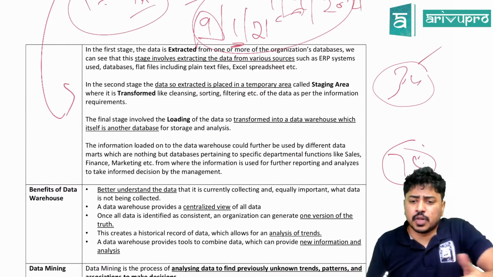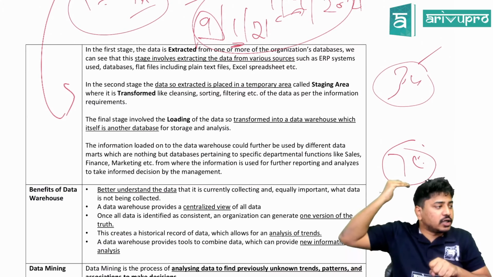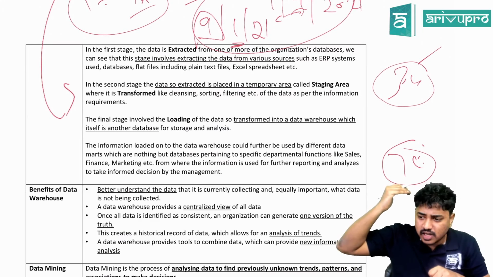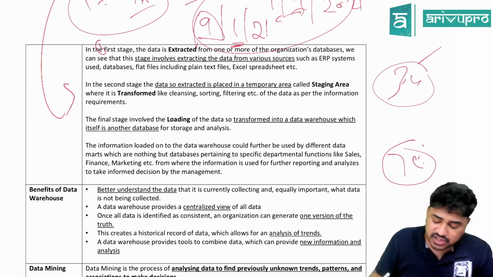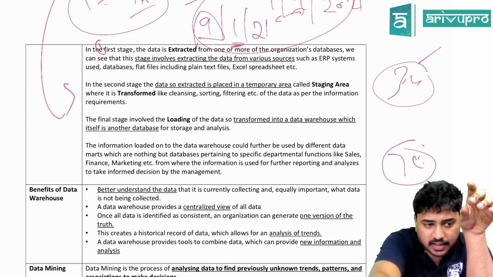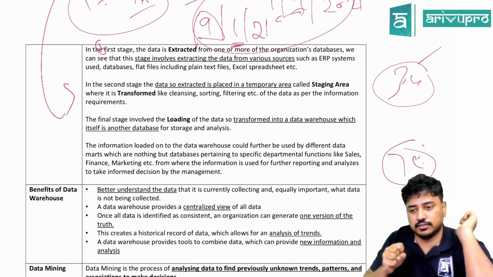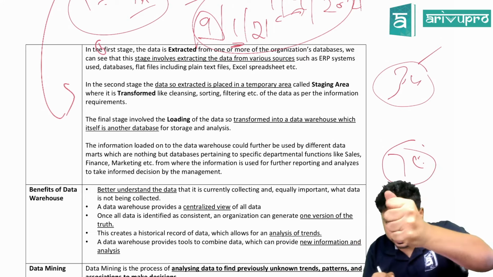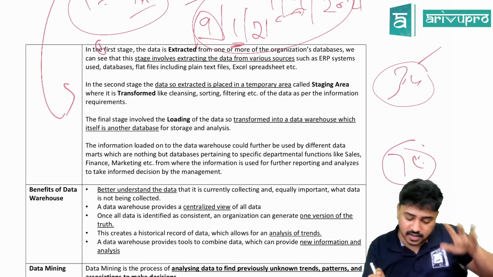stages. Now, while taking from the main server and putting it into the warehouse, what are the stages? The first stage is called extraction, or extracted. That means what? Taking, right? Taking the data, extracting the data. From a flower you extract juice, right? Similarly, from the system you're extracting the data.